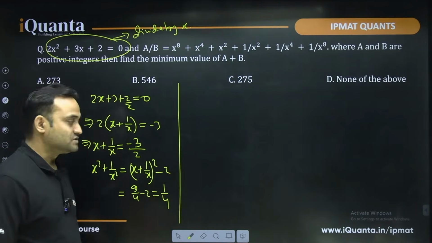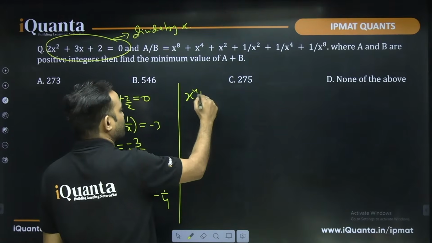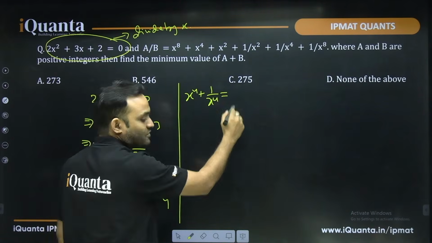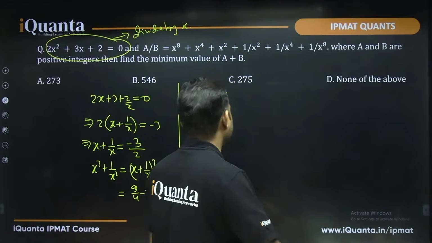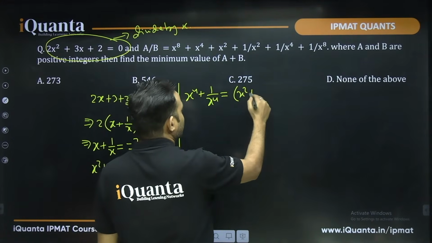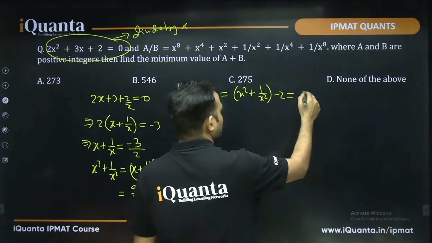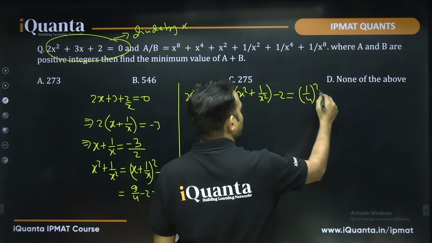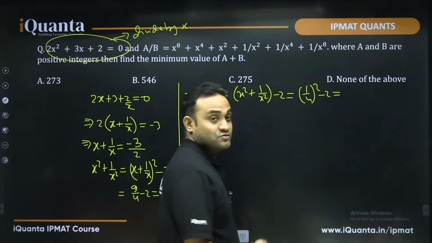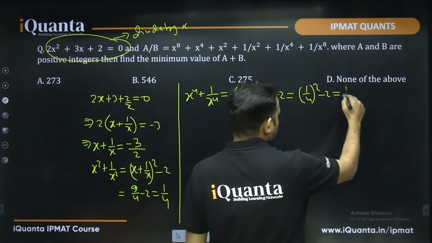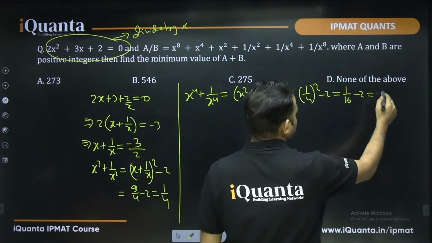Right? Where x to the power 4 plus 1 by x to the power 4, what can we write that? That will be x square plus 1 by x square whole square minus 2, which will be equal to 1 by 4 whole square minus 2. So that is 1 by 16 minus 2.